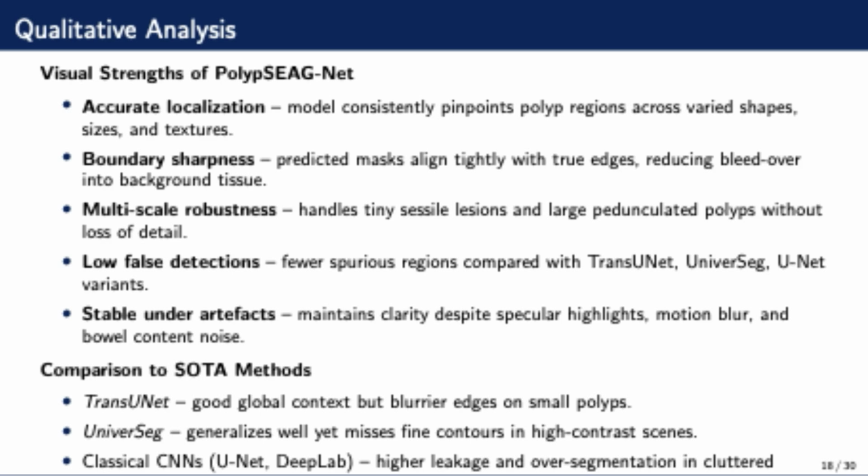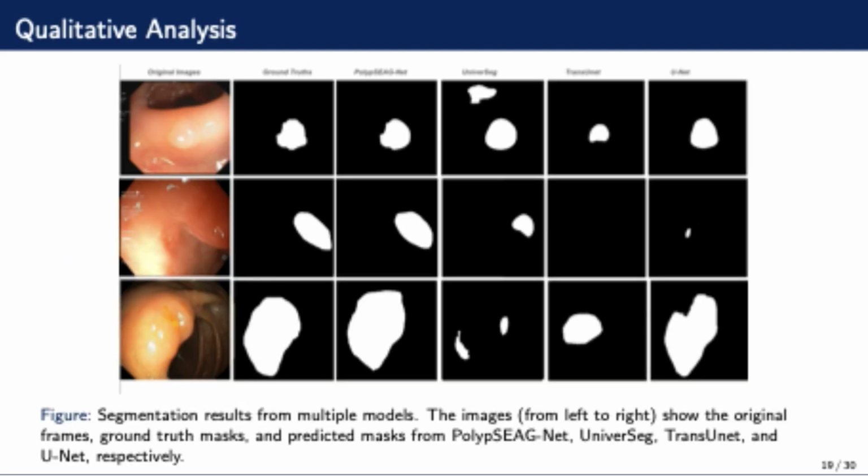And here goes the qualitative analysis. Maybe we can just show the visualization results. The first column is the polyp images, the second is the ground truth mask, and the third column is our model. The others are just other benchmark models. I would say it's intuitive that our model is the best compared with the others in this figure.